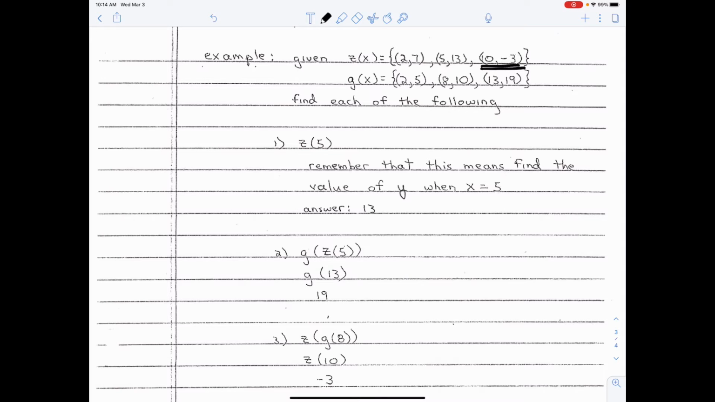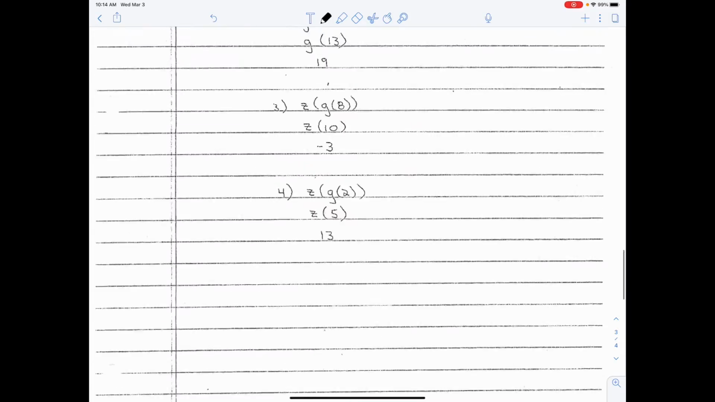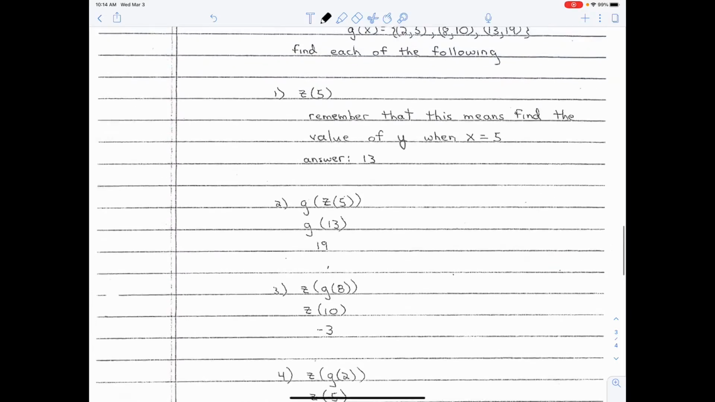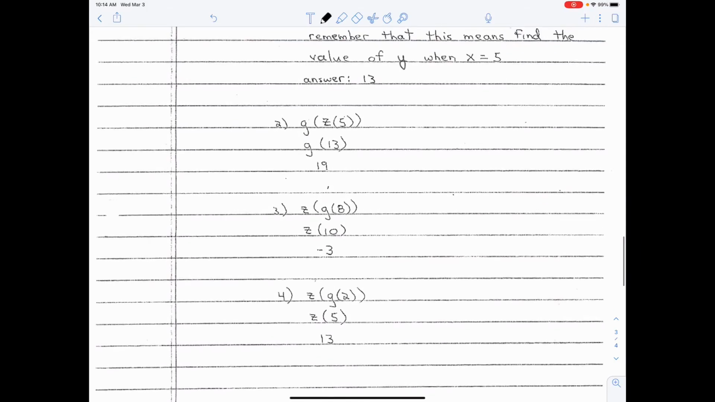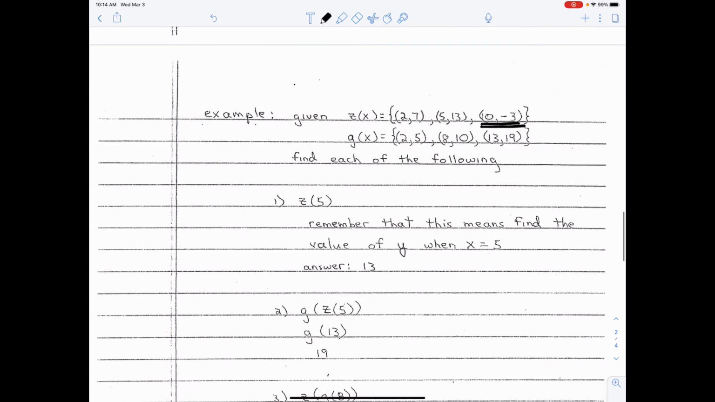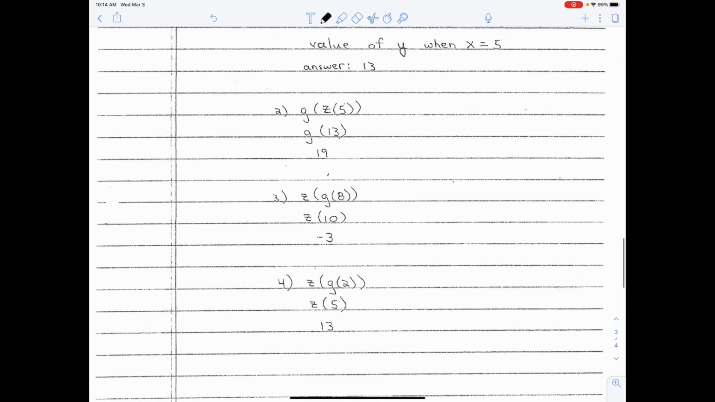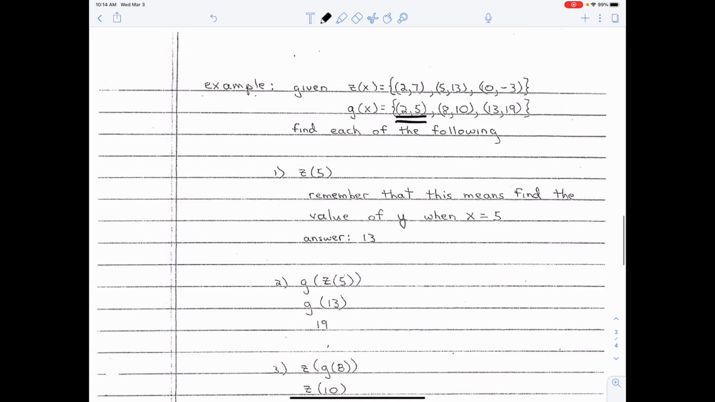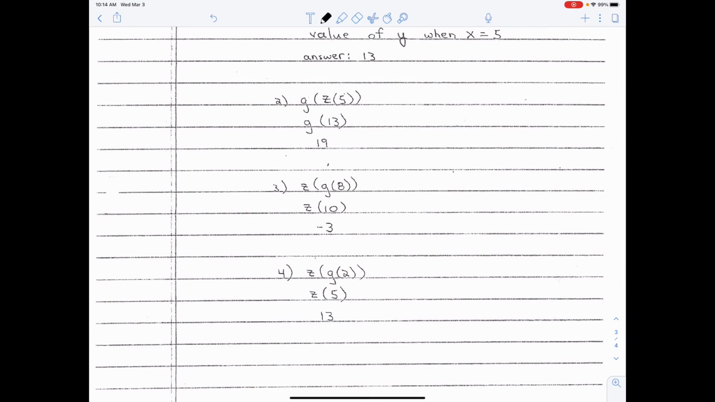Okay? So, oh, here's another one. Okay, so you can look at it on your paper. First of all, we're going to find the g of 2. So the g of 2 is 5. We'll use this right here. So therefore, in place of g of 2, we put 5, and then we'll find the z of 5, and the z of 5 is 13. So that's why it's 13. Okay?